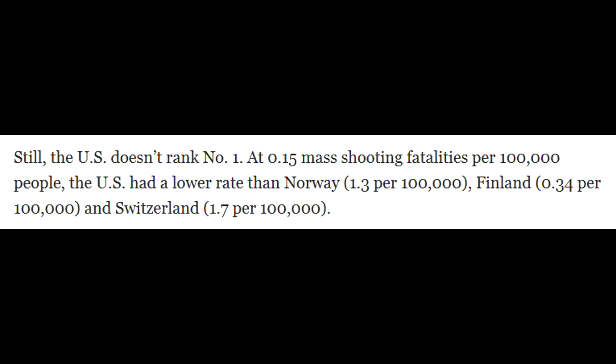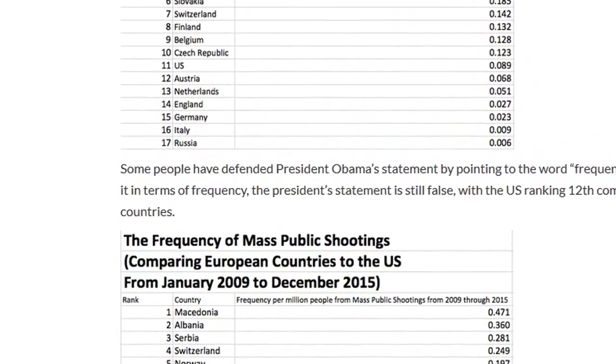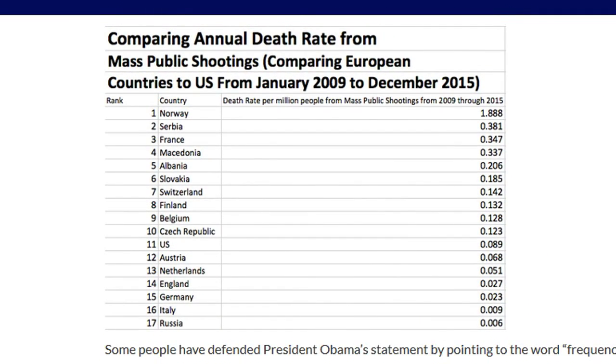I think it's important to note that this is talking about mass shooting fatalities, not the frequency of mass shootings. But since we're on the topic of mass shooting fatalities, let's take a look at my source again. As you'll see here, the US has managed to move up to the 11th spot for mass shooting fatalities, but that still doesn't put it at the top of the list, with some of the countries listed by Vox still being both above and below the US in ranking.